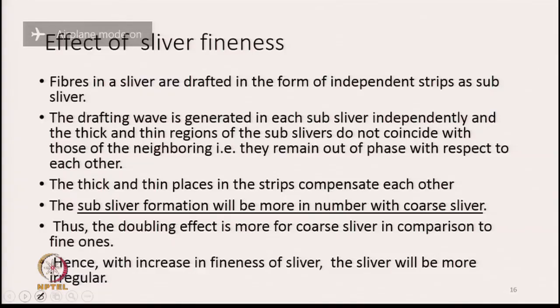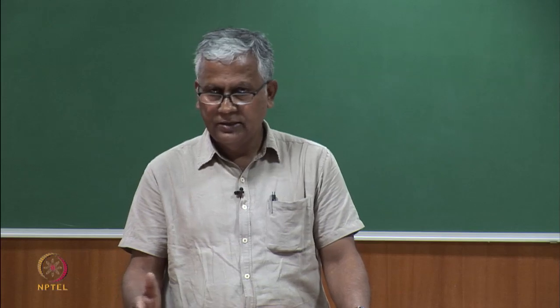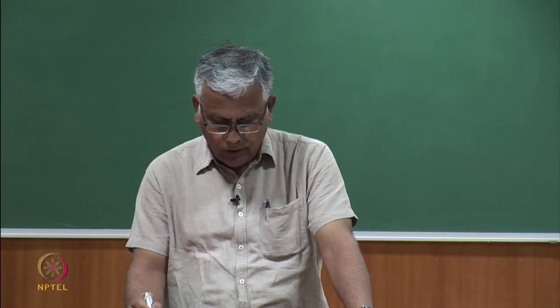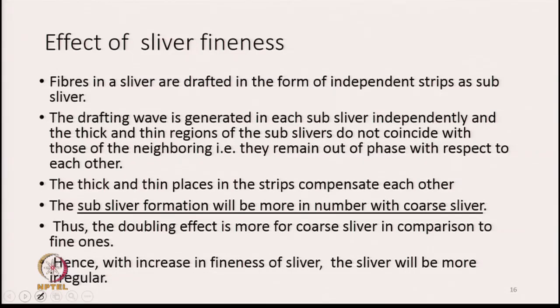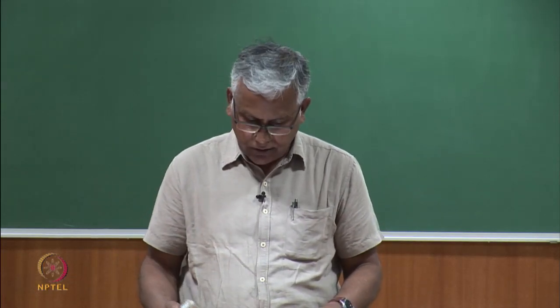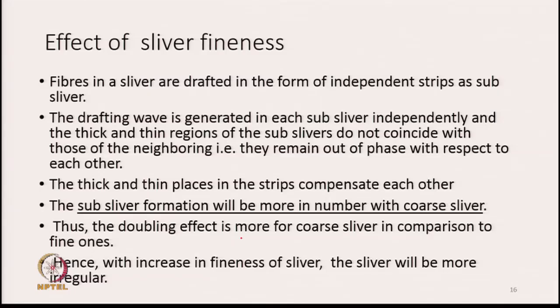That is why the thick and thin places in the strips compensate each other. Hence, if there is a thick region in one strip, and in the neighboring strip I find a thin region, the thick and thin regions will try to compensate each other. The sub sliver formations will be more in number with coarser sliver. So, while drafting coarse slivers, we will have lesser addition of CV or irregularity. Thus, the doubling effect is more for coarse sliver in comparison to the fine ones.